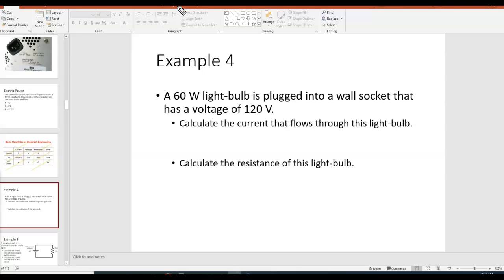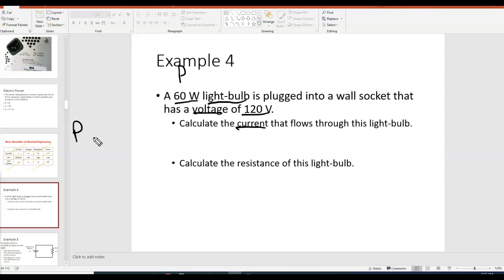It says a 60. Now remember, W is watts, and so the first thing you should realize is 60 watts, that must be the power, based off of the unit, that must be the power of the device. So we have a 60 watt light bulb, meaning the light bulb uses 60 joules of energy per second, and it's plugged into a wall socket that has a voltage. Okay, so this is going to be our voltage of 120 volts. Now, the first question says calculate the current that flows through this light bulb.